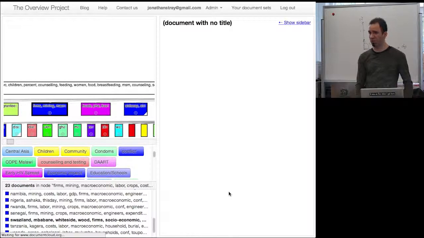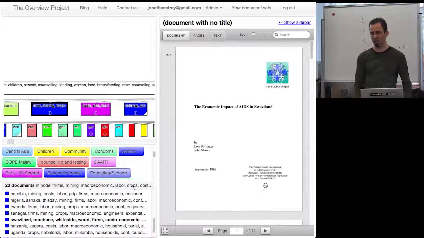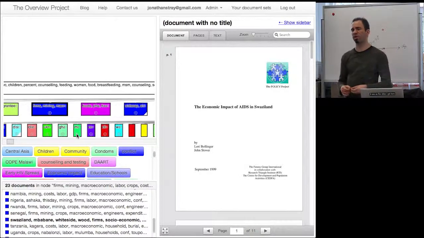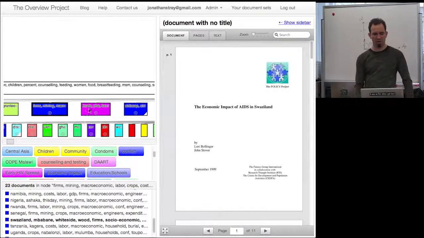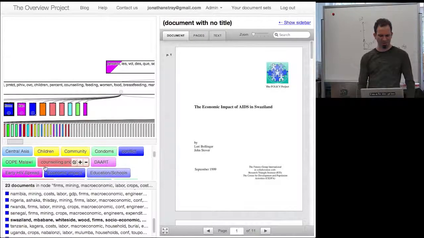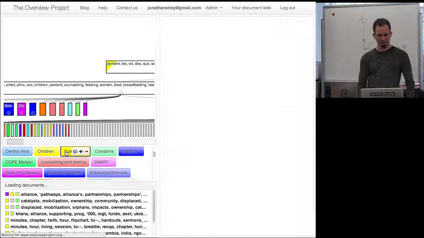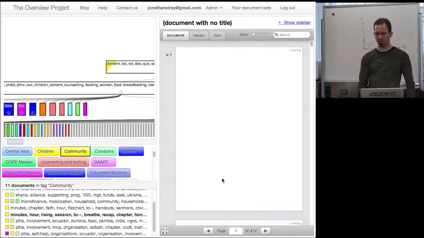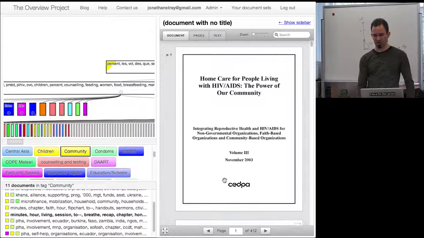No, the point is to not read the entire document, right? Until you've discovered which documents are relevant. The use case for this is very often you get a bunch of stuff and you don't really know what you have. So you file a Freedom of Information request, you get 1,000 pages, and you're like, okay, what's in these 1,000 pages? And in practice what people do is you do this, and then you're like, well, the only thing I'm really interested in is community involvement in HIV. So I'm going to take my community tag, and then I'll take the documents, and these ones I'm going to read much more carefully.